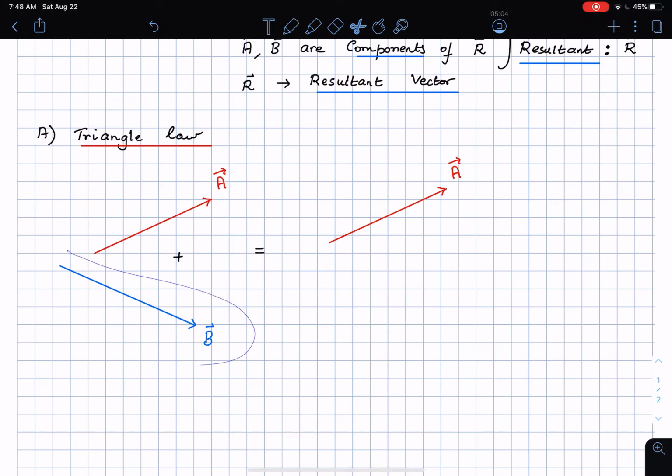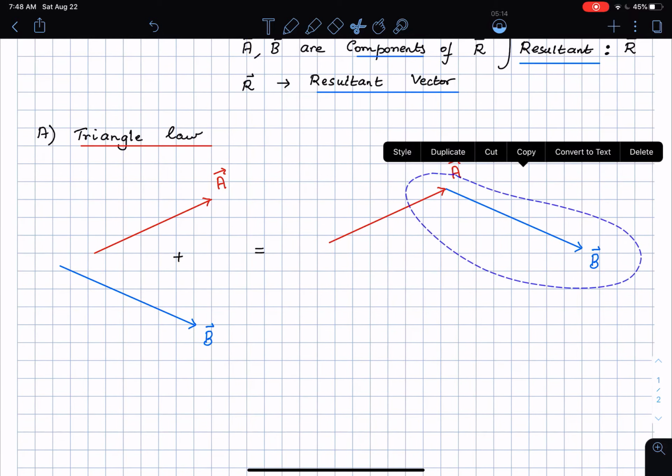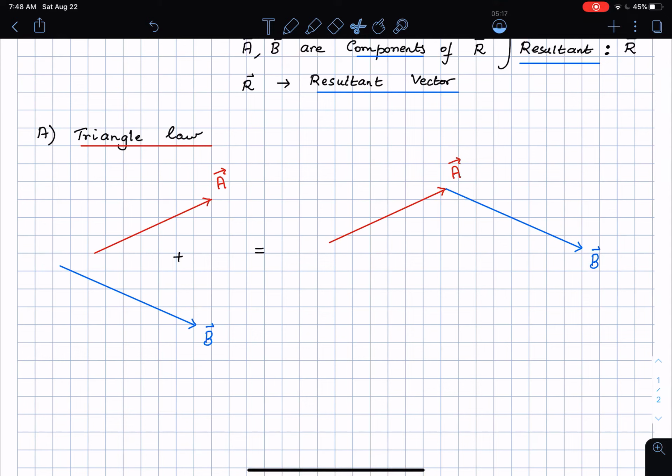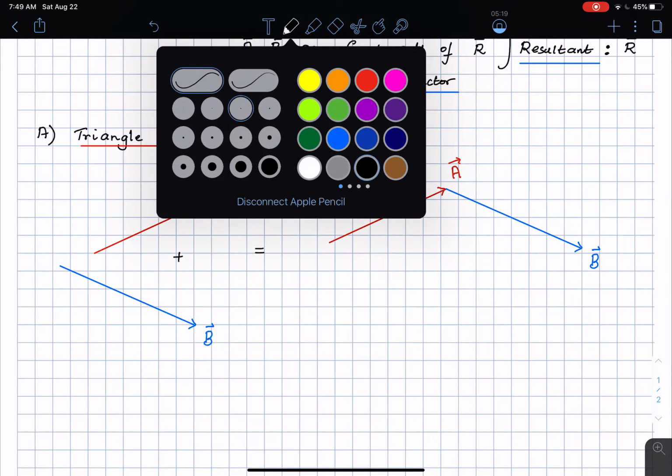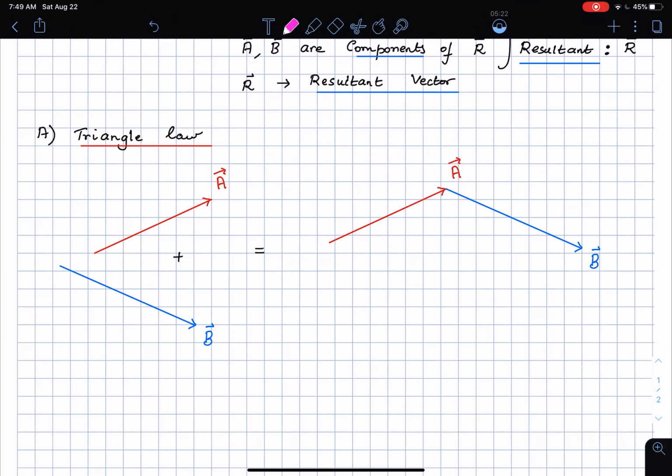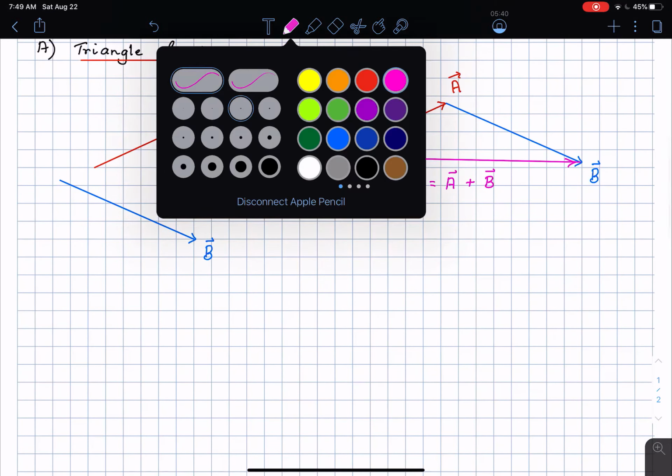Here is what I'm doing. I'm taking this vector, copying that, and bringing it here. So I'm translating it in such a way that the tail of vector B aligns with the head of vector A, and then I get the resultant vector, which I'm going to draw in this color here, by joining the tail of A to the head of B. So this is going to be my resultant vector R, which is nothing but the sum of vector A and vector B. These are the steps, and I'm going to list them very quickly.